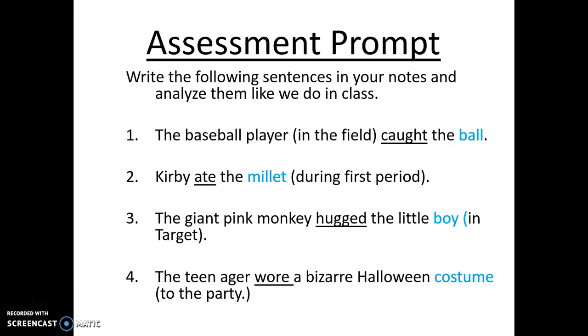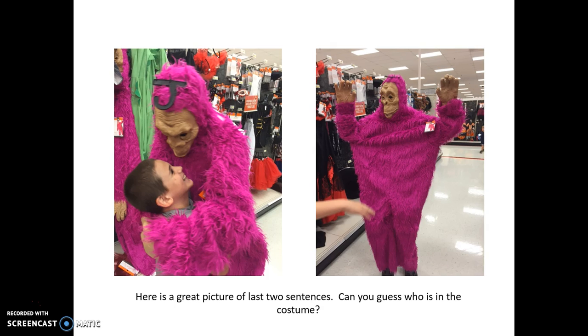I hope you did well. And here's a picture of the last 2 sentences. Can you tell who's in the costume? I'm not telling. I'll tell you tomorrow in class.